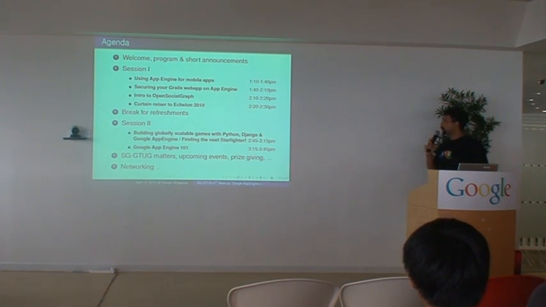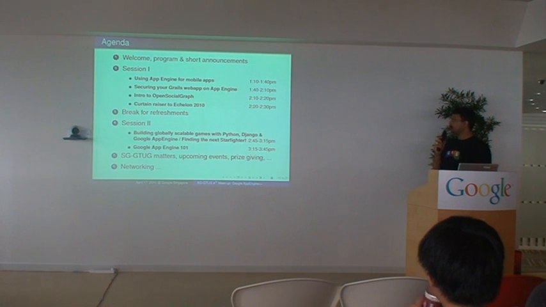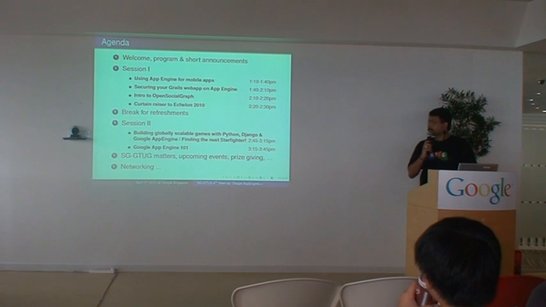First one is using Google App Engine for mobile applications. The speaker is JD or Junda. Second one is securing your Rails web app on App Engine. Following this, we have two short presentations.